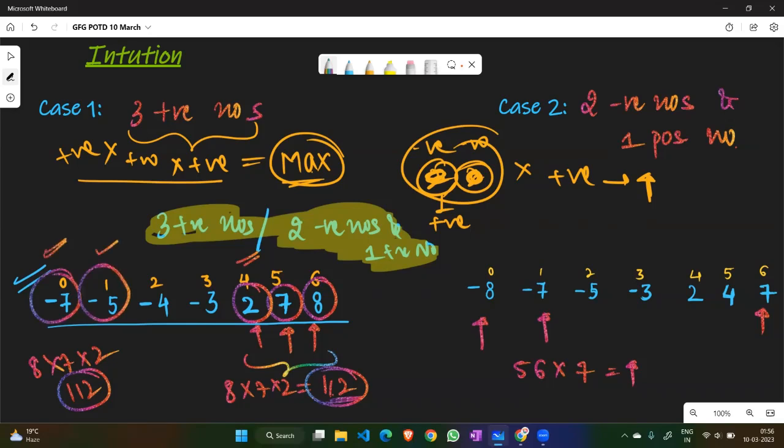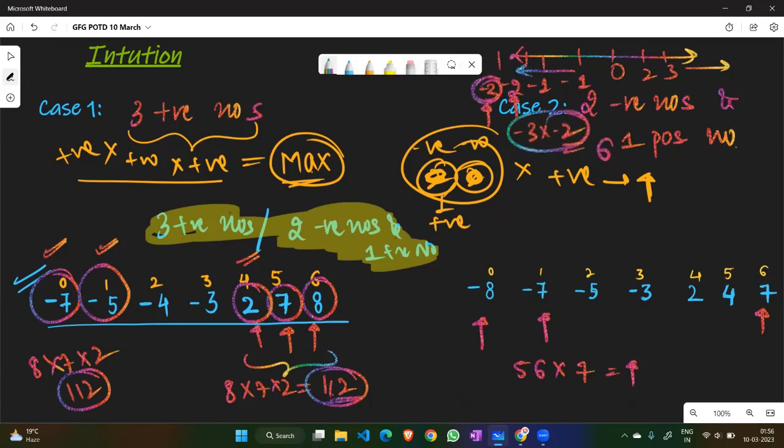Why the smallest negative numbers? Because on the number line 0, 1, 2, positive numbers increase. But in the number line, negative numbers decrease, though their magnitude increases: -2, -3, the value is increasing. So if we multiply -3 and -2, it will be 6. That is why we take the two minimal numbers and one maximum number: -7, -5 give a positive number, and multiplying by the maximum number can generate our maximum answer. That is the intuition behind it.